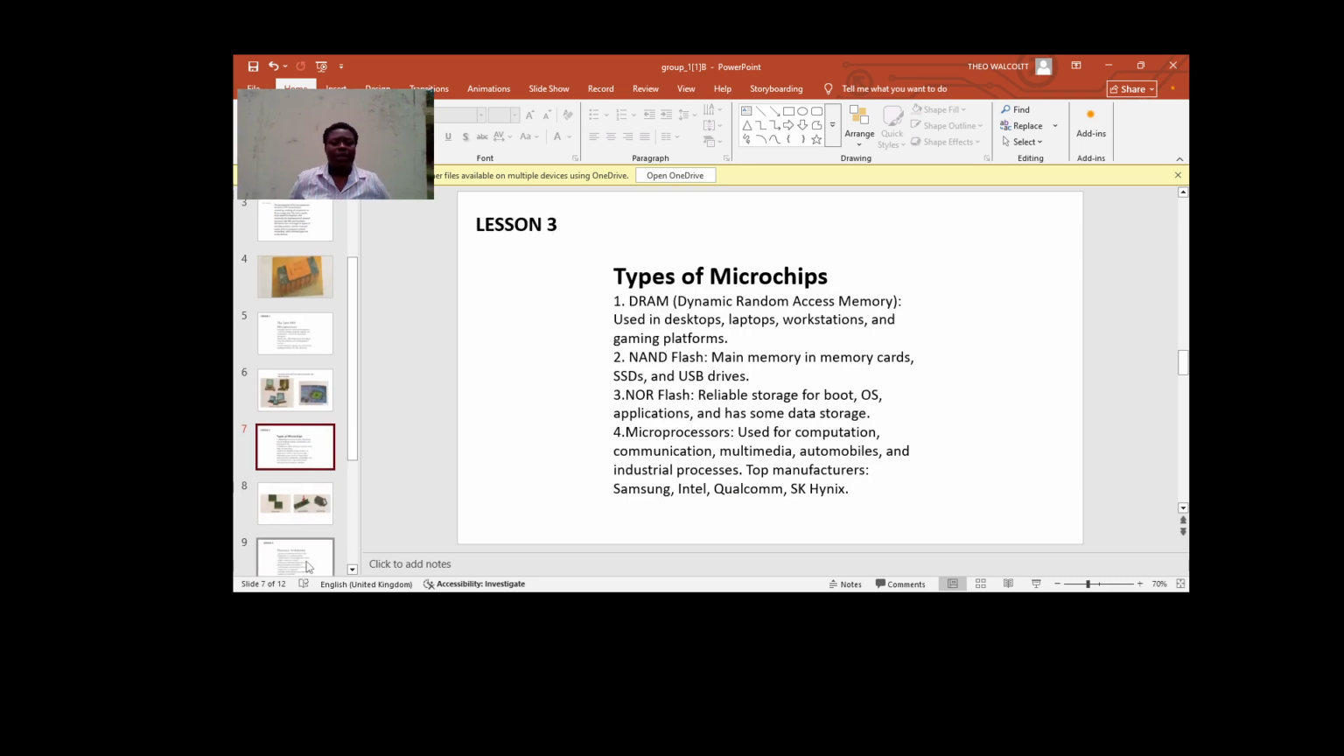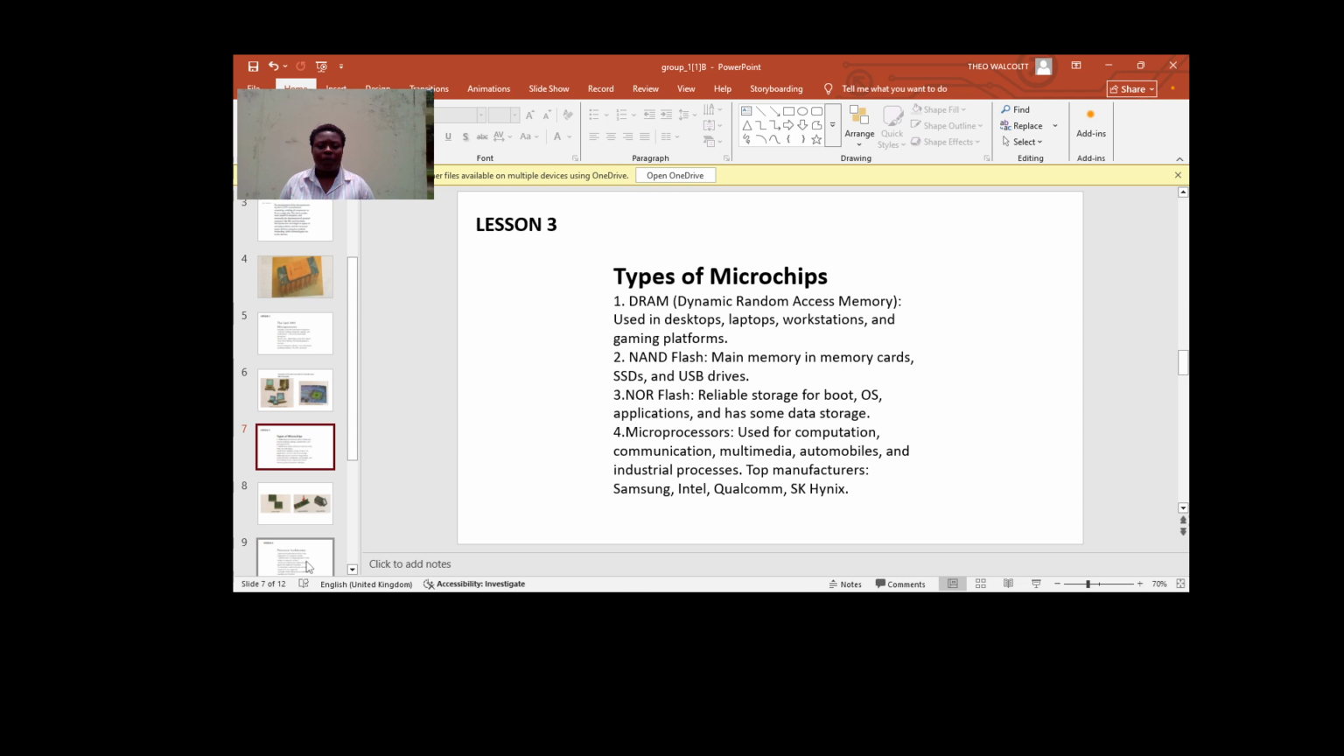Okay, so in lesson 3, we have the types of microchip. The DRAM, that is dynamic random access memory. It is used in desktop, laptop, workstation, and gaming platform. So we have the NAND flash. It is used in main memory, in memory cards, SSD, and USB drive.